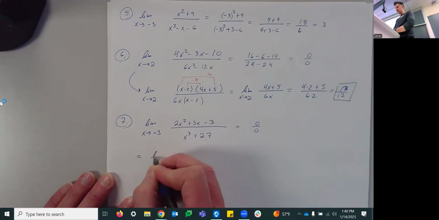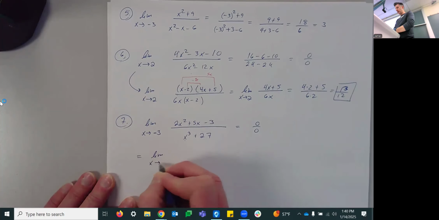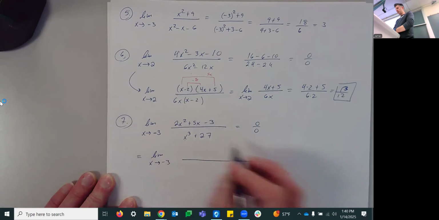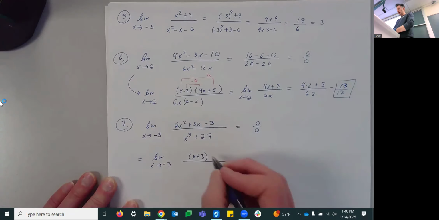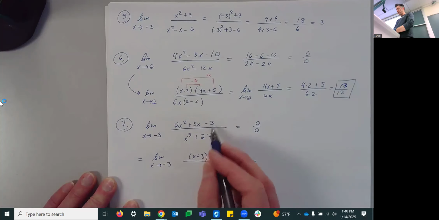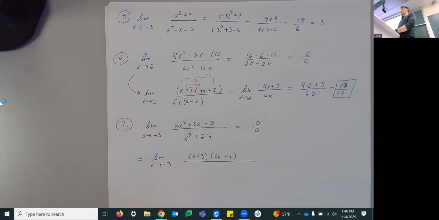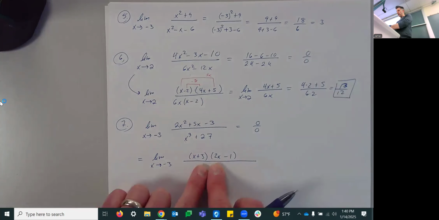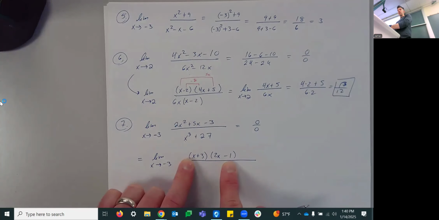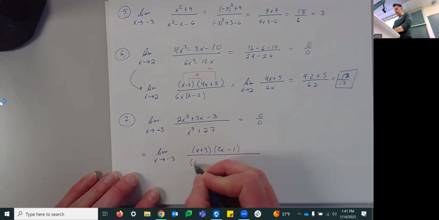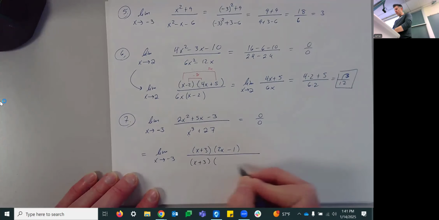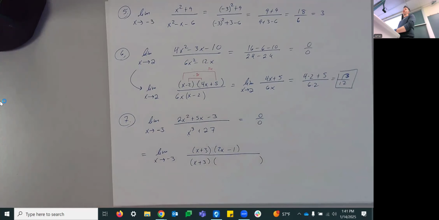So let's write this as the limit as x approaches -3. On top, I'm going to have an x plus 3. And then the other piece, well, I need to have a 2x. I need to have a minus 1. Let's check to see if that works out. 2x times 3 is 6x. Minus 1 times x is minus x. And 6x minus x gives me the 5x middle term. Cool. The other one here is a little bit different. So I'm going to have an x plus 3 and then something quadratic.